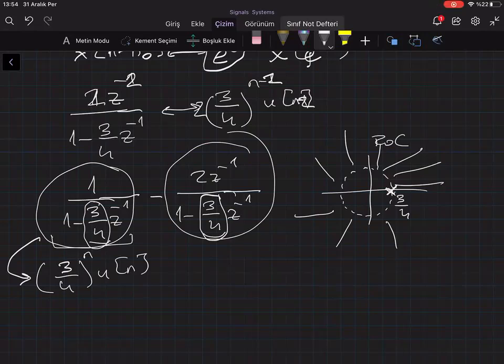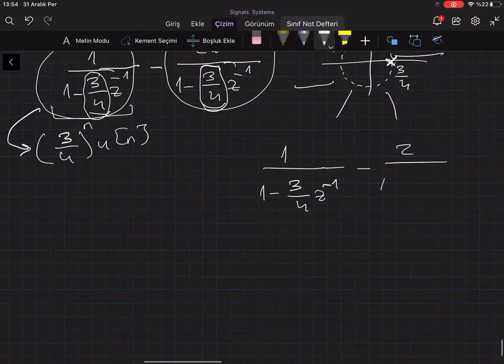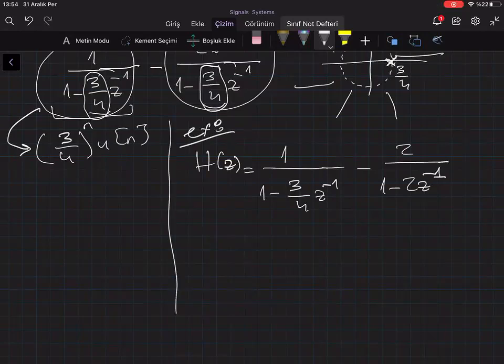For example, if I had something like that, arkadaşlar, bakın güzel soru. If I had something like this. Okay, this is h of z, let's say. Bakın bu yeni bir soru. Yeni bir şey anlatmak için tekrar soruyorum şimdi.